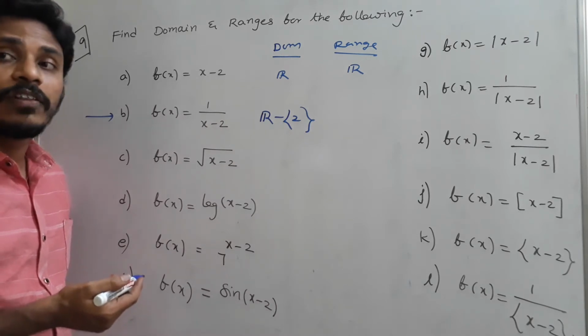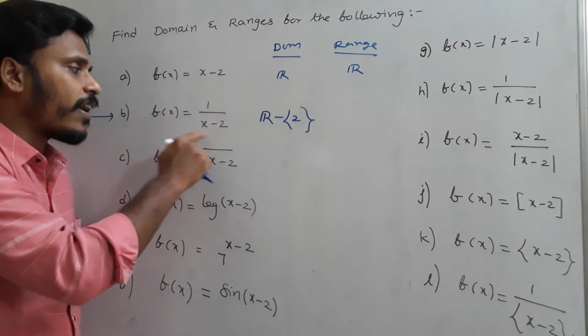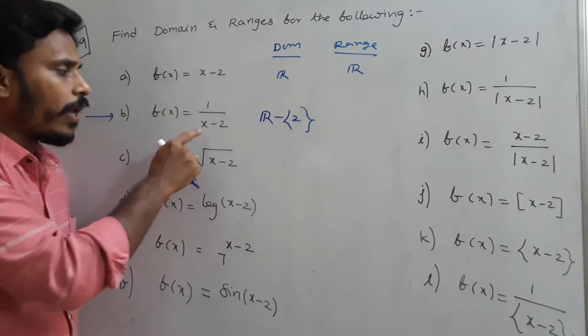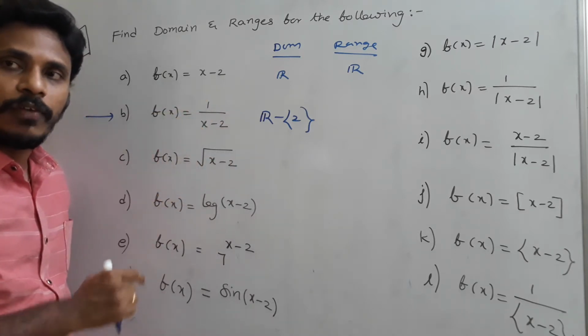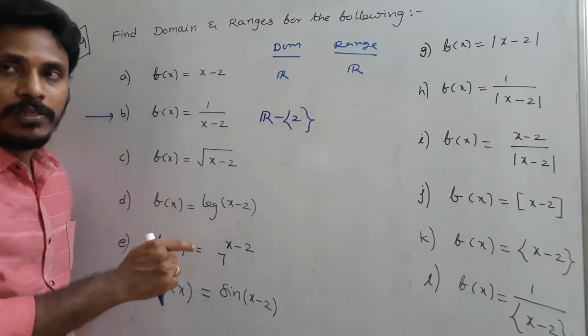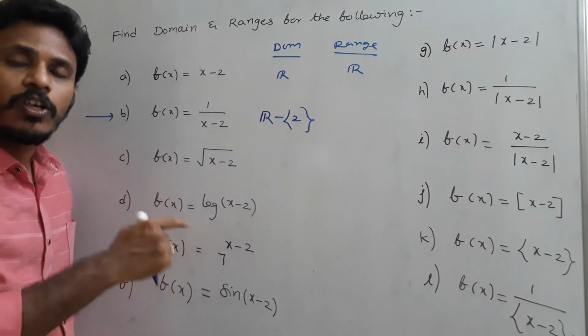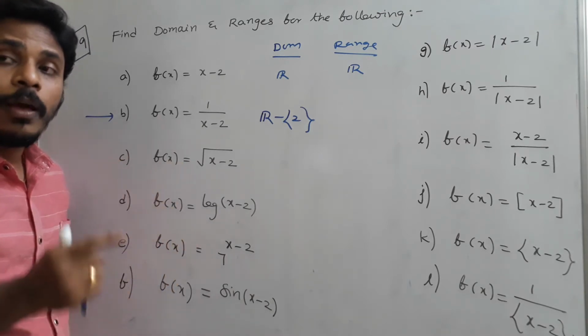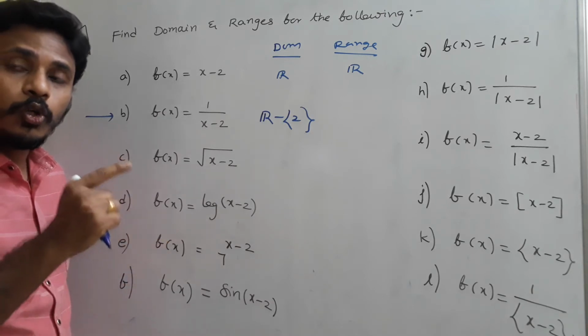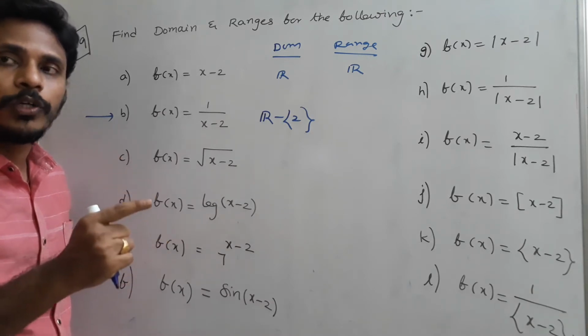See, when coming for the range, once again look at the function. If you take different values in the place of x, different real numbers in the place of x, you will get different outputs. But among those, do you get 0 at any time? That's what you need to think.